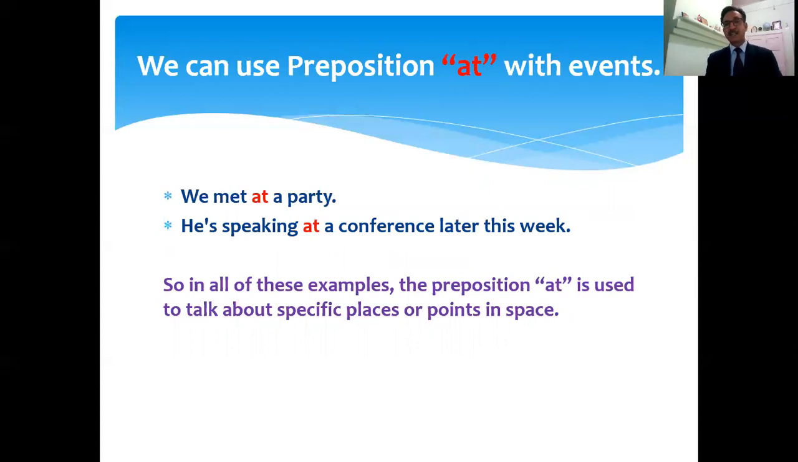Now the preposition at with events. We met at a party. We don't meet in a party. We meet at a party. He's speaking at a conference later this week. Remember this. At a conference later this week. So, in all of these examples, the preposition at is used to talk about specific places or points in space. When you have specific places, you talk about at.